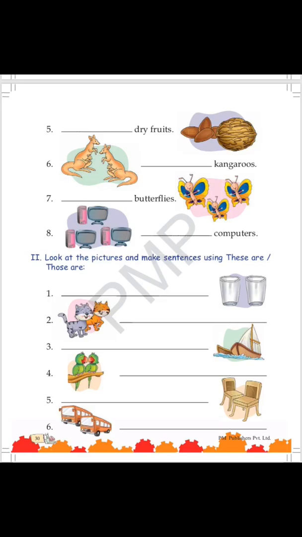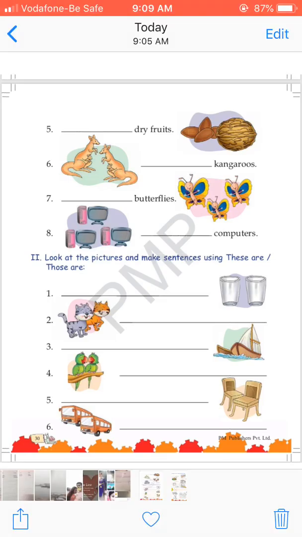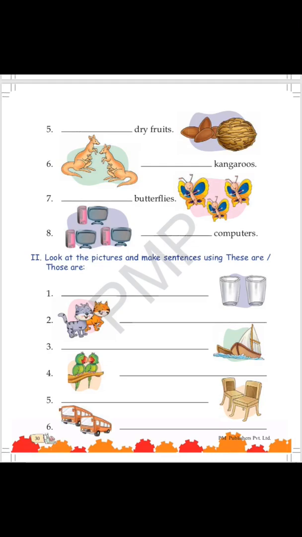Now the picture is of parrots and the parrots are close to the number. Number 4 के close है parrots. तो what we will write? These are parrots. ये क्या है? Parrots हैं. Now number 5.